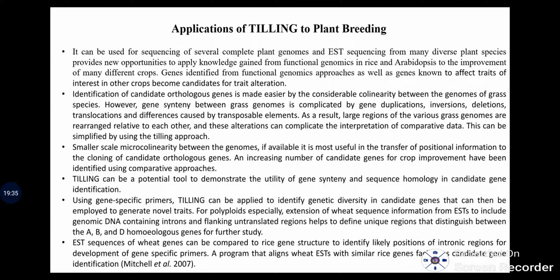Using gene-specific primers, tilling can be applied to identify genetic diversity in candidate genes. That means maybe in wheat where ABD homologous genes for further study. EST sequence of wheat genes can be compared to rice gene structure to identify likely position of intronic regions for development of gene specific primers. That means tilling is utilized for identifying or generating the gene specific primers.